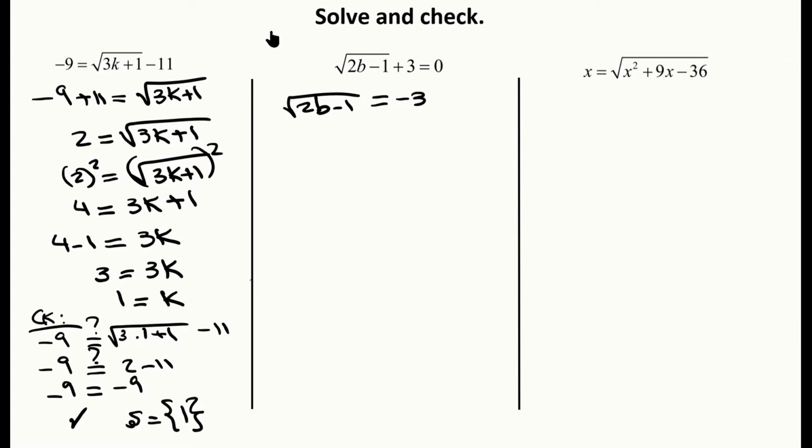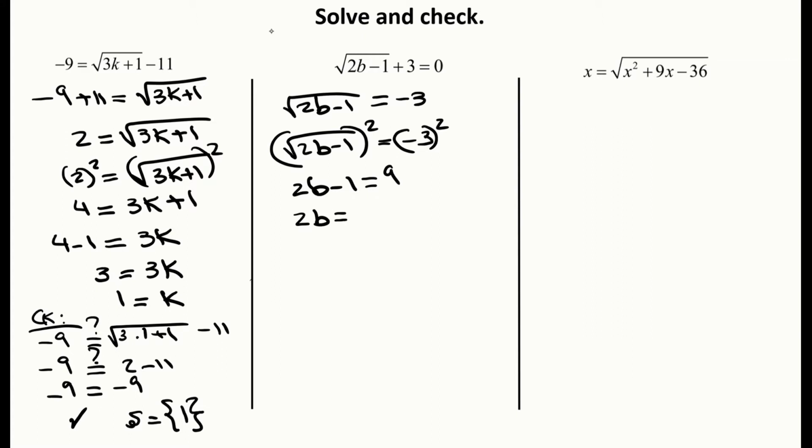Or if you were not paying attention and you just went through the motions, you would end up with something like this. You would end up with the square root of 2b minus 1 squared equals -3 squared, and 2b minus 1 equals 9. So 2b equals 10, and b equals 5.